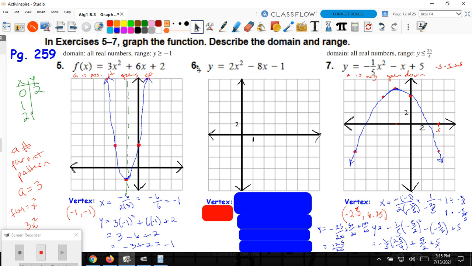Alright, so go ahead and do number 6. Pause the video, do that, and then also try to figure out what the domain and range is of that one as well.